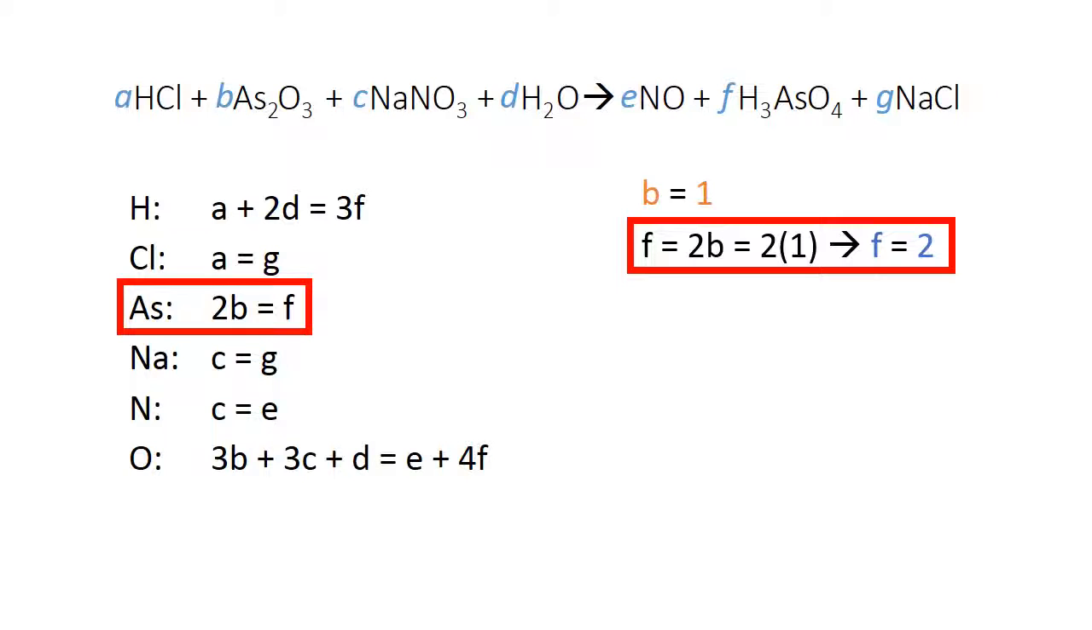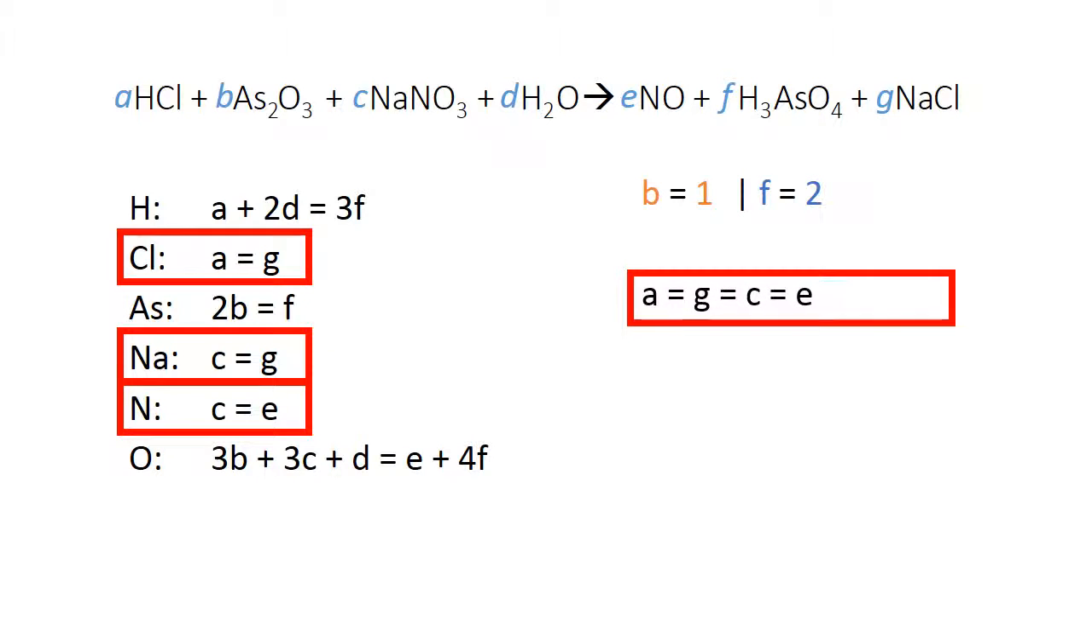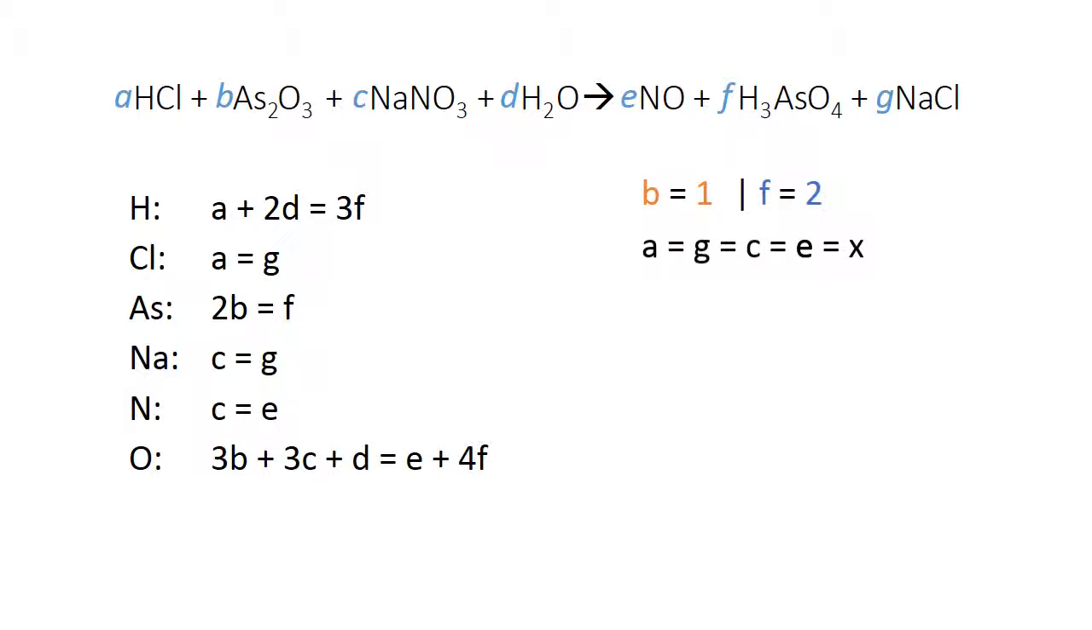Based on the equations for chlorine, sodium, and nitrogen, we see that A equals G, G equals C, C equals E. In order to move forward, we will set these coefficients as X. Now let's solve for D by inserting the value we have found for F as well as the established X value into the algebraic equation for hydrogen. Using basic algebra, we find that D equals 3 minus 0.5X.